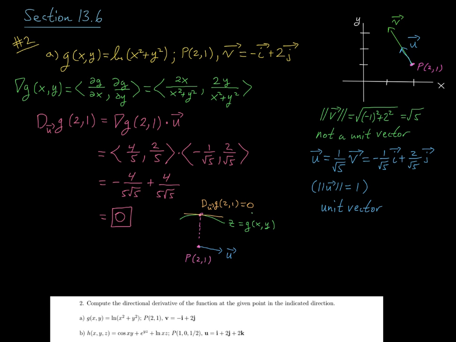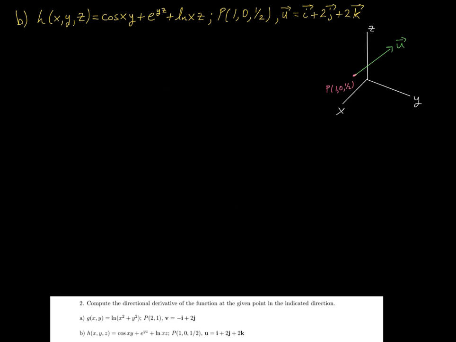Very nice. Let's now check out part B. Here, notice we have a function of 3 variables. We're going to compute its directional derivative at the point P, which is in 3-dimensional space with coordinates 1, 0, 1/2, in the direction of this vector u, which is i plus 2j plus 2k.